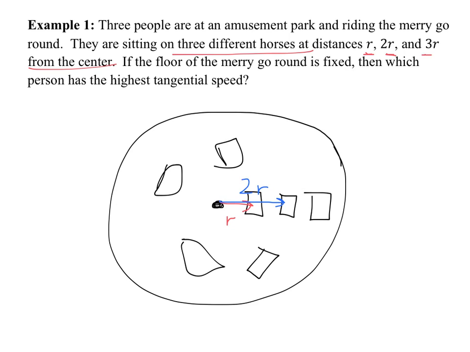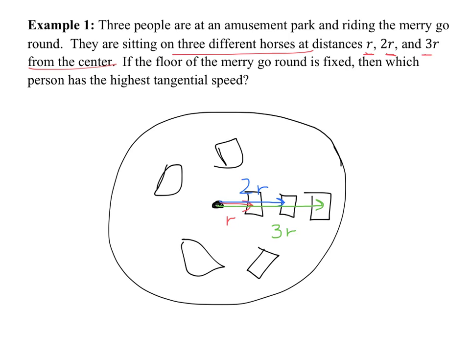And this last distance all the way out here is 3r. Okay? So they're just further away from the center. That's all it is. Now, if the floor of the merry-go-round is fixed, a fixed floor means the horses are going to move in tandem.